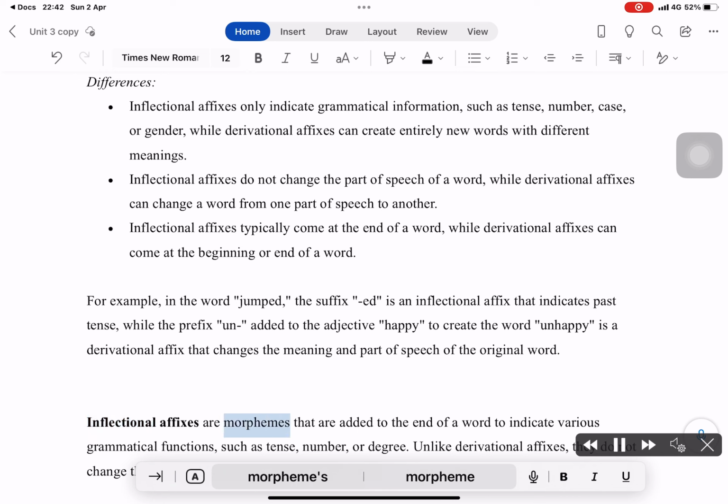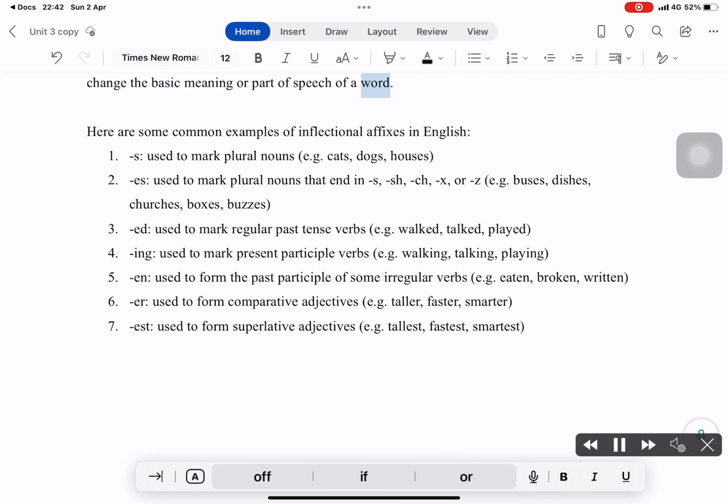Inflectional affixes are morphemes that are added to the end of a word to indicate various grammatical functions, such as tense, number, or degree. Unlike derivational affixes, they do not change the basic meaning or part of speech of a word. Here are some common examples of inflectional affixes in English. S, used to mark plural nouns, e.g. cats, dogs, houses. Es, used to mark plural nouns that end in s, sh, ch, x, or z, e.g. buses, dishes, churches, boxes, buzzes.